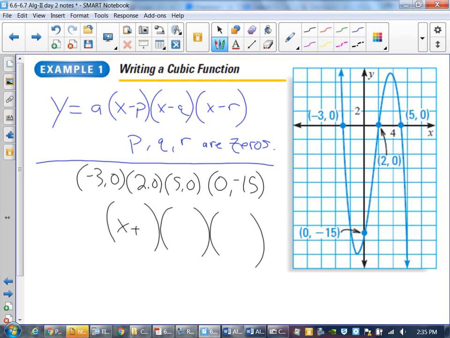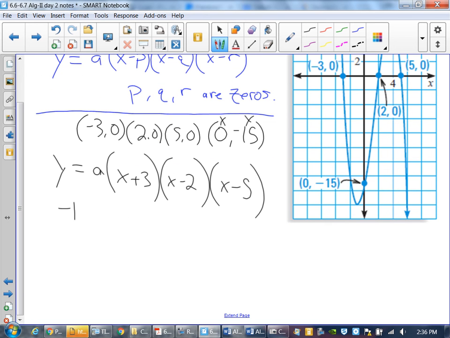So you have (x plus 3)(x minus 2)(x minus 5), some value a, and a y. Gee, what do you think x and y are going to be represented by? That other point. That other point is your x and y value. What do you think you're solving for then? A. Just like we did before, because your x and y value are given to you, just like we did with quadratics.